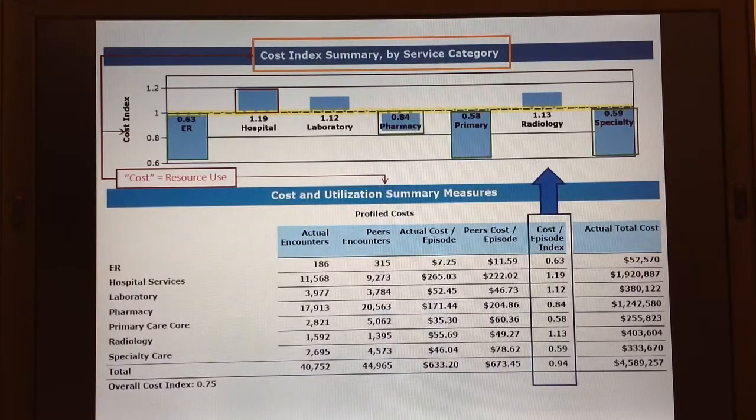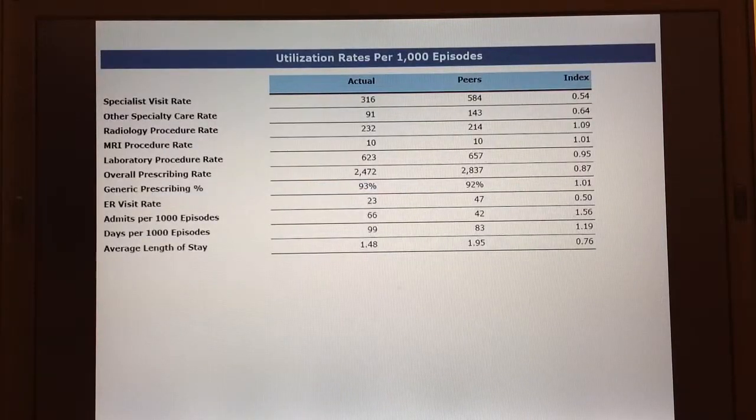The utilization rates per 1,000 episodes section provides greater granularity in specific service categories and an index measure that indicates where the practice group is relative to the peer group. A lower than 1.0 value indicates that the practice is utilizing less of that service than the peer group average. An index greater than 1.0 indicates that the practice group is utilizing more than the peer group average in that category.